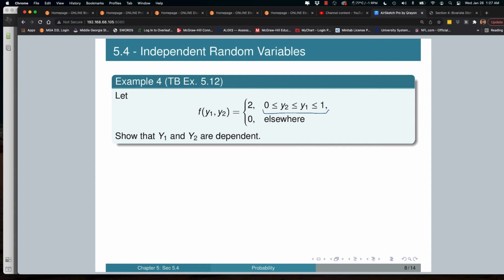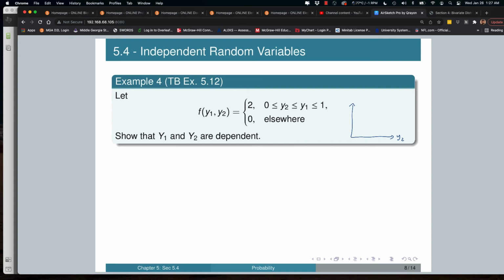Notice that y sub 2 has to be less than or equal to y sub 1, right? So those two variables are held together within the same inequality. Therefore, they're depending on one another. So that might be a giveaway that these would be dependent, but you still have to show it. And so we're still going to do the similar thing that we just did, where we find the marginal probabilities.